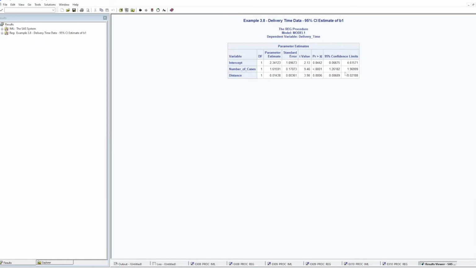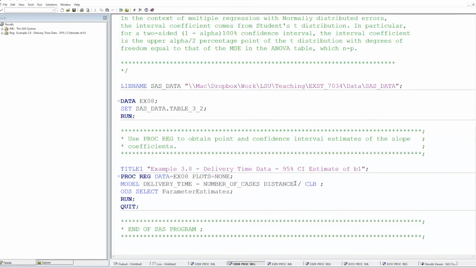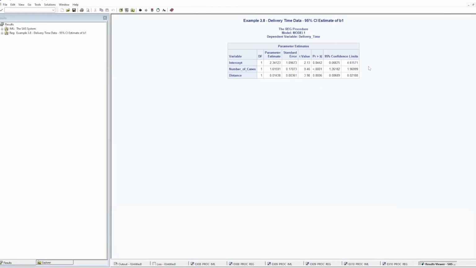We also have confidence limits for the intercept, beta 0. The point estimate of beta 0 is beta 0 hat, which is equal to 2.34123. The 95% confidence interval for beta 0 ranges from 0.06675 up to 4.61571. So we see here that with not a whole lot of work, all we have to do is issue the appropriate option to the model statement, and we're going to get the confidence limits for the beta parameters.